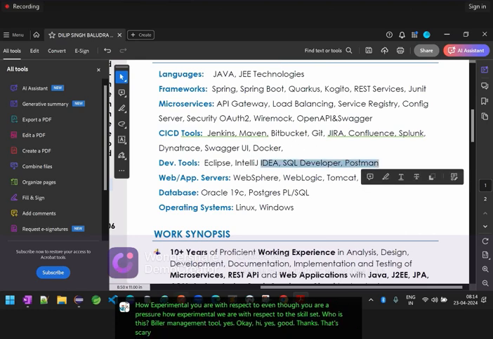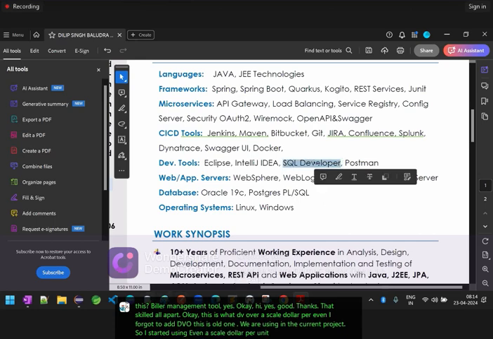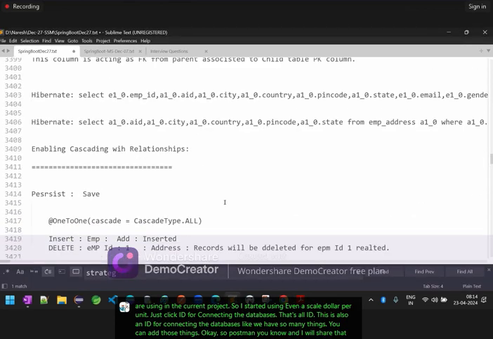SQL developer. Okay, this is what? DBeaver, SQL developer. Even I forgot to add DBeaver. This is an old one; DBeaver we are using in the current project, so I started using DBeaver. SQL developer is just like an IDE for connecting to databases. That's all. This is also an IDE for connecting to databases. Like we have so many things, you can add those things. Postman, you know.